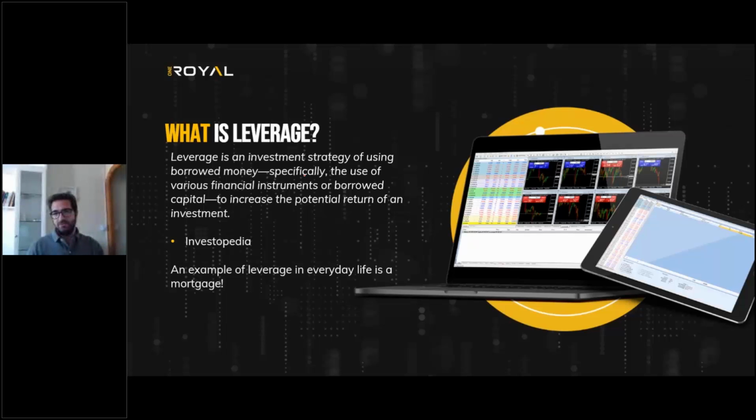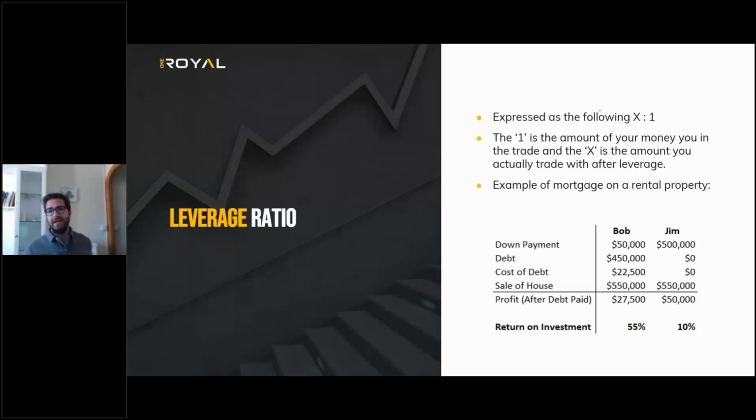Leverage ratio. Leverage is expressed as X to 1. When you open any broker website, you will see that leverage, let's say, equals 100 to 1. What is 100 to 1? That means for each dollar you deposit, you will get $100 as borrowed money from the leverage.